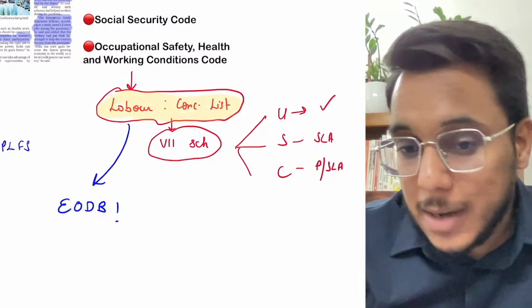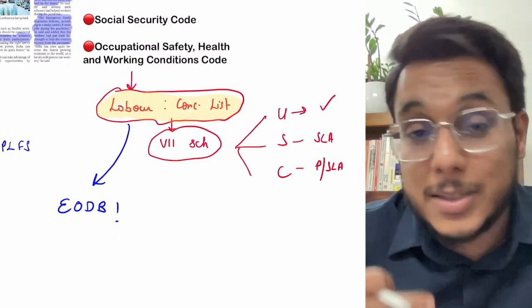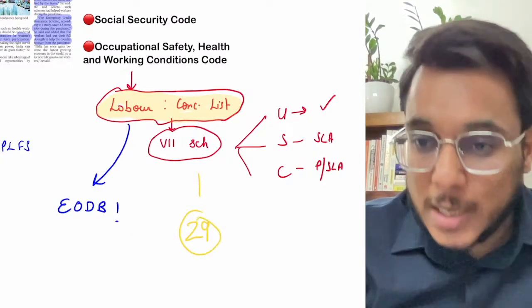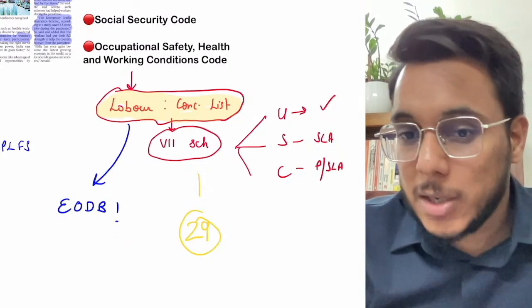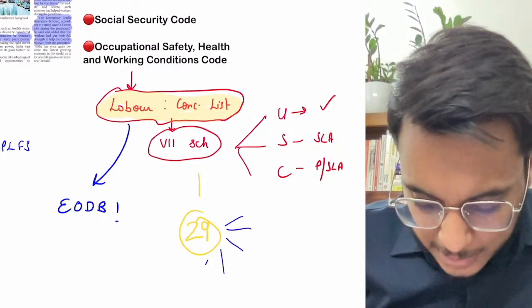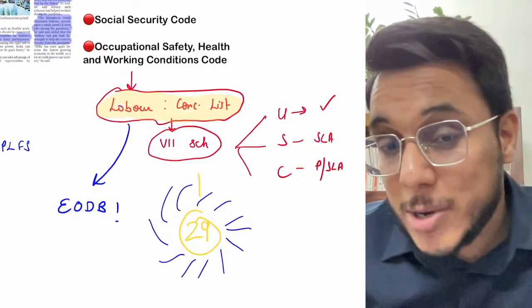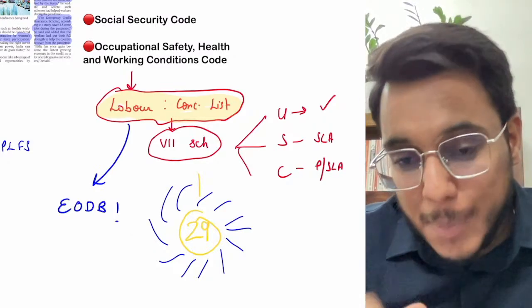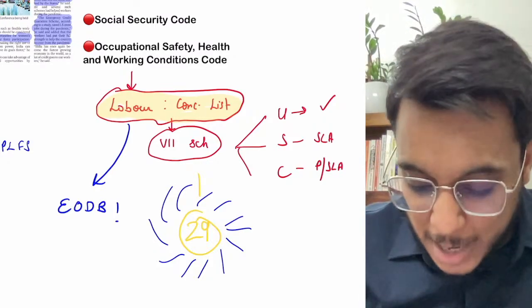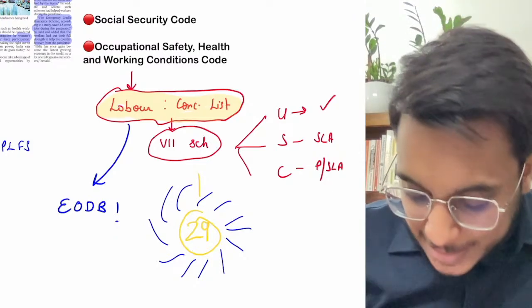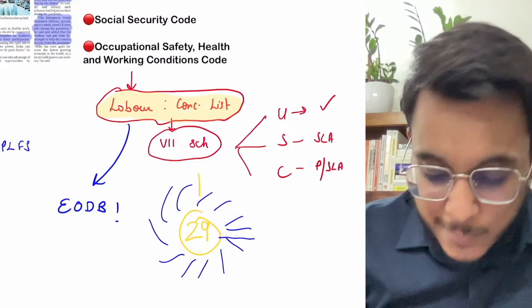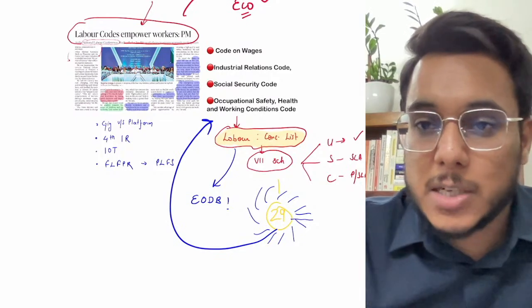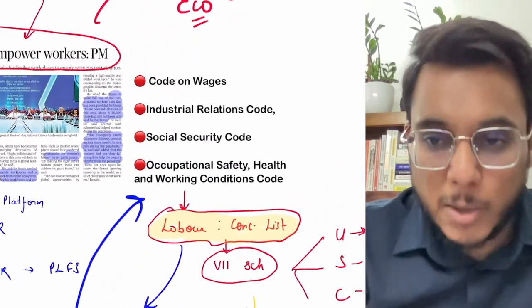Now guys, on labor, there are more than 100 laws in different states and in parliament, but there are 29 laws on labor which are particularly the most important laws. Understand this: compliance, following all these 29 laws, becomes a tedious task for the industries. So what happened, as a part of their labor reforms, the government decided that these 29 labor laws will be converged into the 4 labor codes.